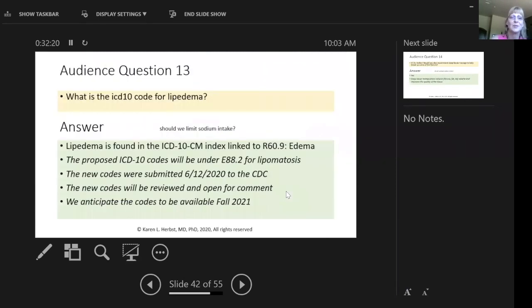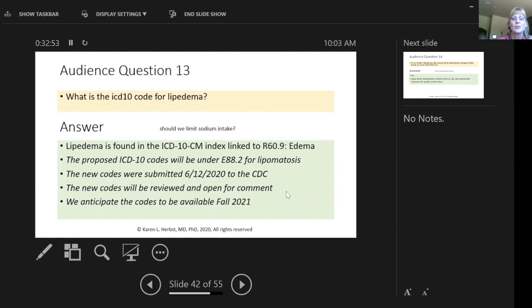Number 13, what is the ICD-10 code for lipedema? So lipedema is found in the US ICD-10 index linked to R60.9 for edema, and we think that's inadequate. In Germany, they have E88.2 codes, coding for lipomatosis, and that means fat on the body that can't be lost by diet or exercise. And I think that's a more appropriate code for lipedema.